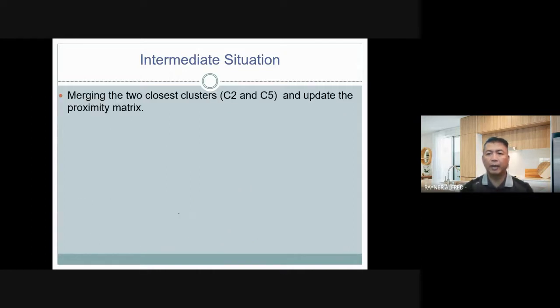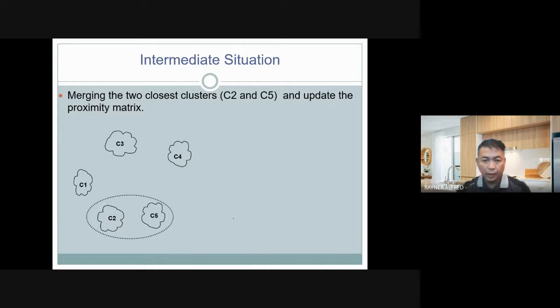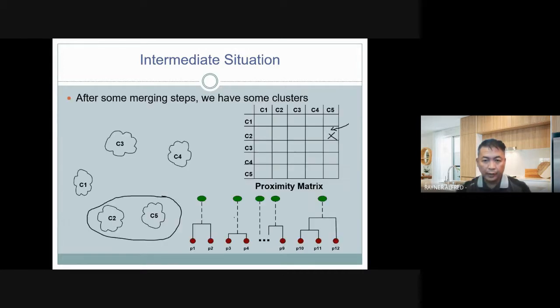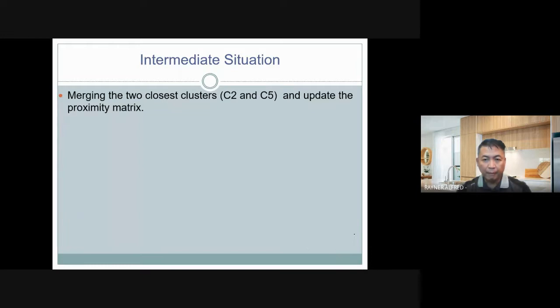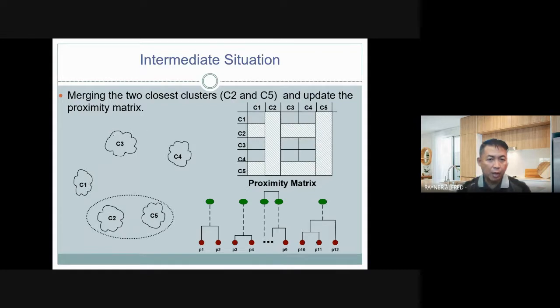Okay, so what happened is that we combine 2 and 5. Initially we have, yeah. So this is, we combine two of them. So what happened is that now we have 4 clusters. So now we have 4 clusters.